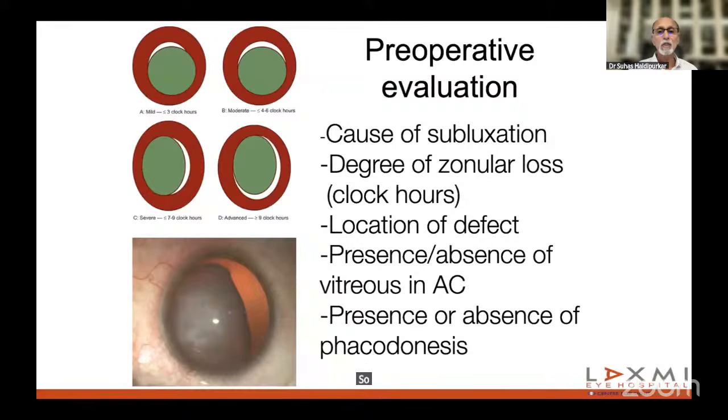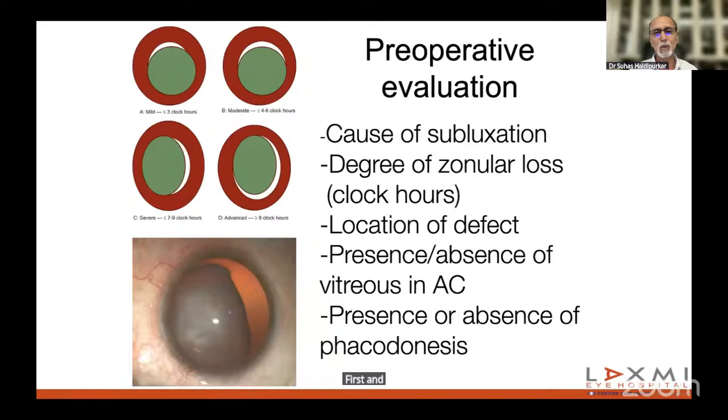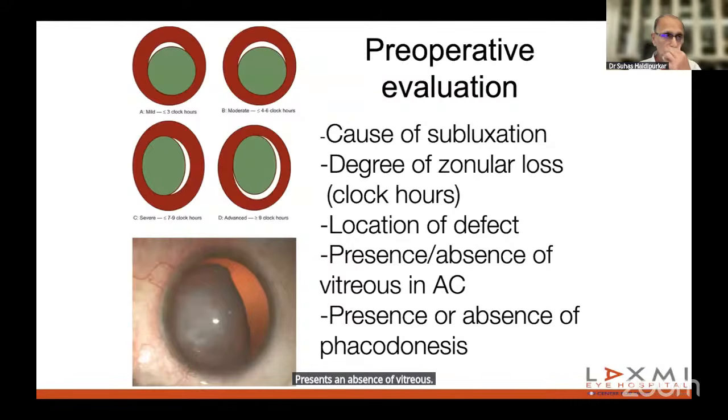So let's go back to how you approach these cases. Now talking about tips and tricks, the first and most important thing we would do is pre-op evaluation, where it's very important to know the cause of subluxation, the degree of zonular loss, and the location of the defect. The location of defect will decide where you should sit and where your incision should be. Presence or absence of vitreous makes a lot of difference.